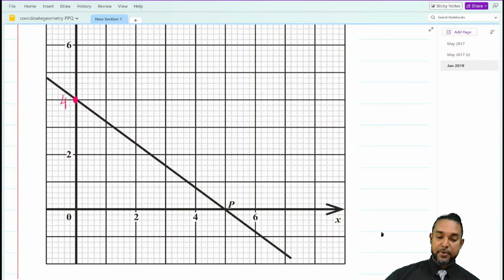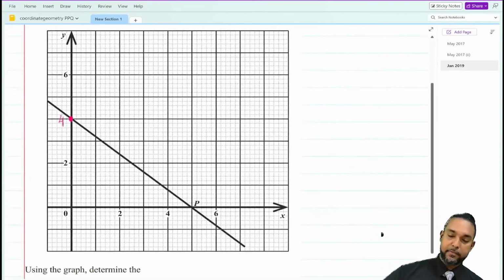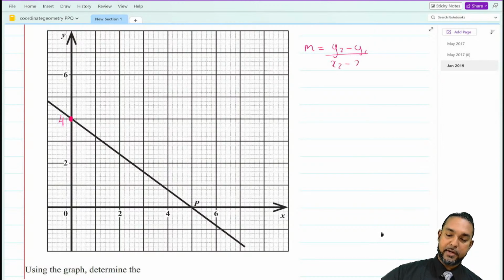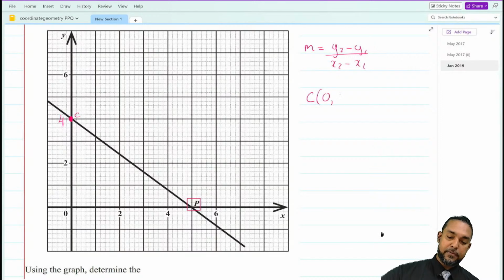Right. Now the first thing they want is the gradient. What's our formula for gradient? y2 minus y1 over x2 minus x1. Right. Now, we have one coordinate there. We could pick any other coordinate. The easiest one to pick is coordinate P. Now, this one, let's call that C, right? The coordinates of C are 0 and 4. 0 on the x and 4 on the y. For that point P down there, we have 5 on the x and 0 on the y.